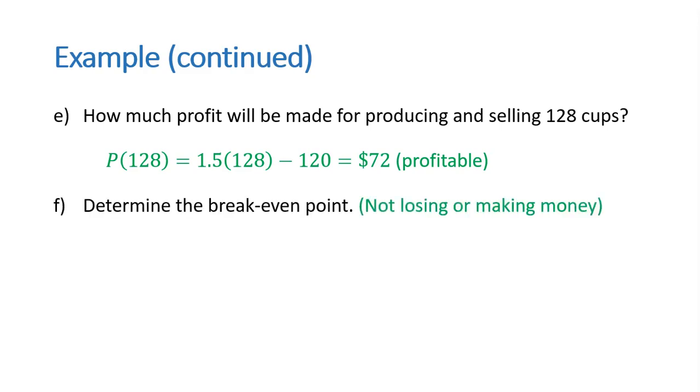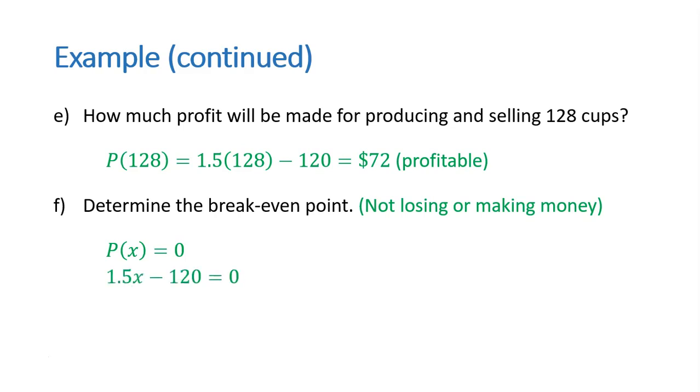Last but not least, let's determine the break-even point. Break-even means you're not losing money, but you're not making money. Essentially, everything that goes into the cash register has to be taken out and used for bills. So break-even means profit is 0. Well, profit is represented as P of X. So set P of X equal to 0 and then solve.